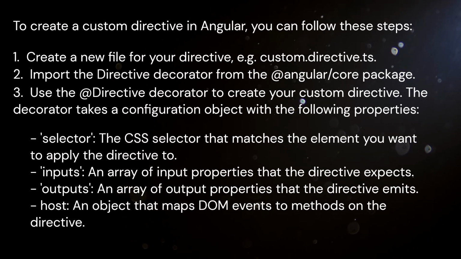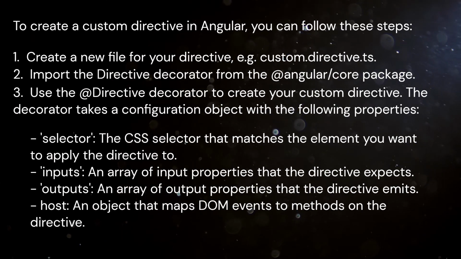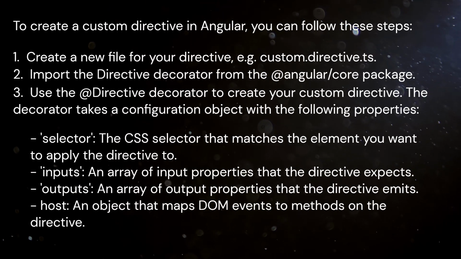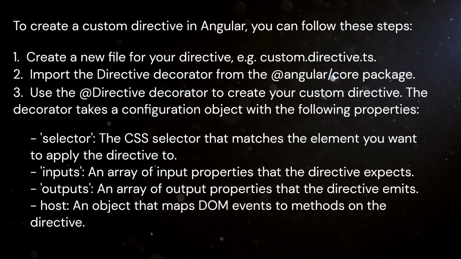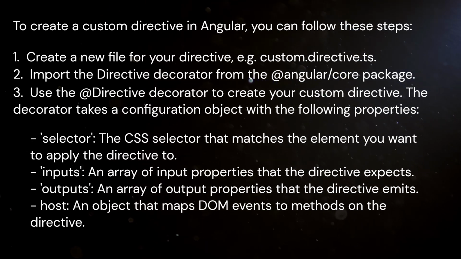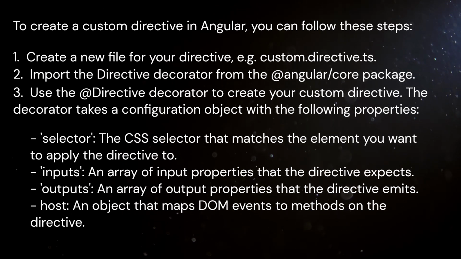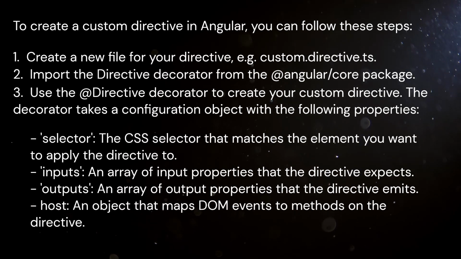Selector, the CSS selector that matches the element you want to apply the directive to. Inputs, an array of input properties that the directive expects. Outputs, an array of output properties that the directive emits. Host, an object that maps DOM events to methods on the directive.